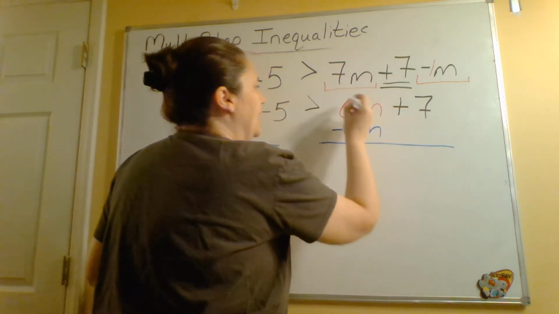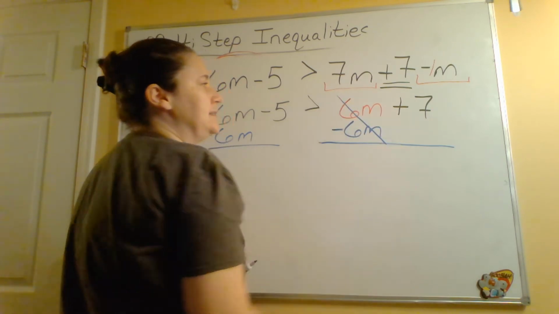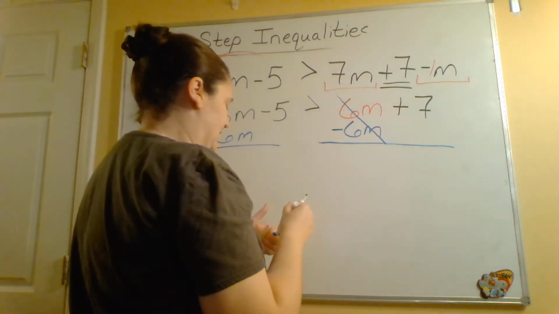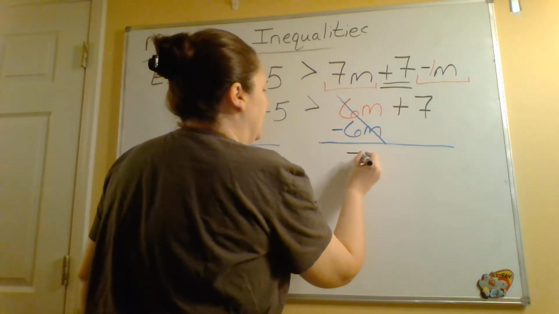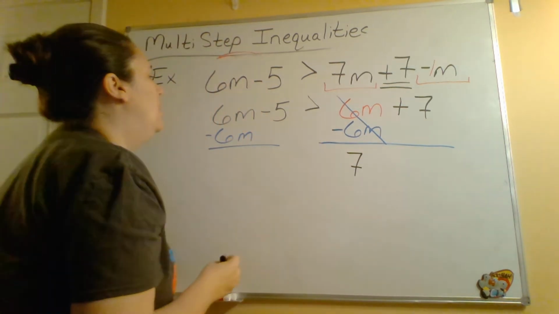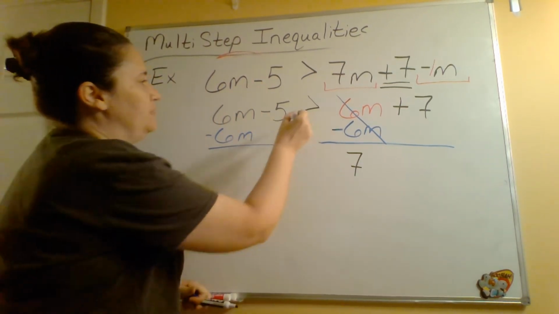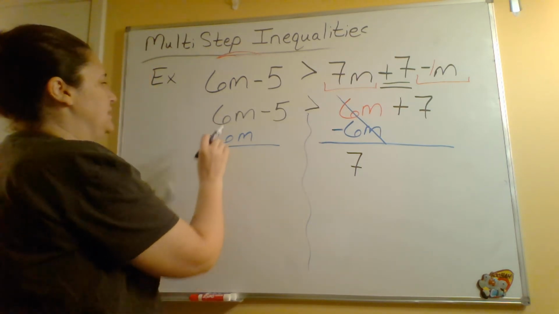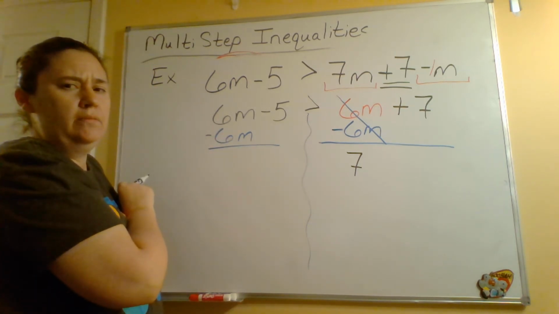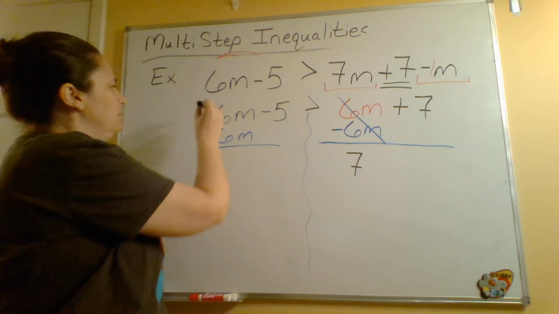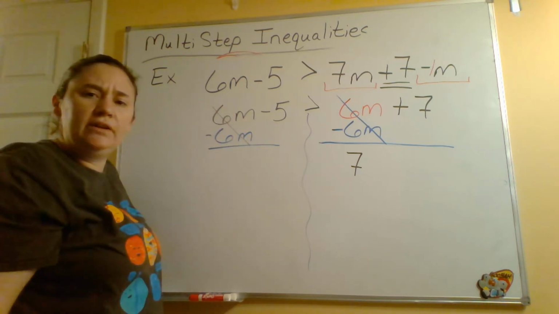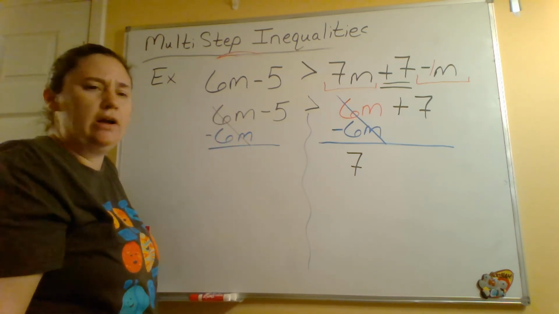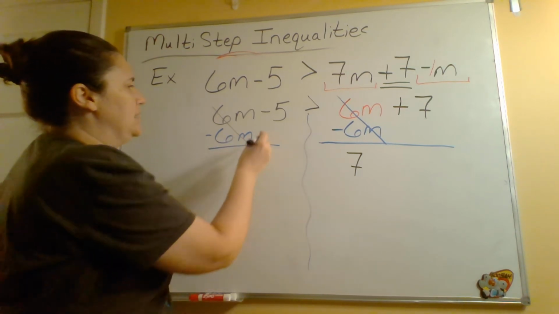I need to subtract 6m. 6m minus 6m makes 0. I have 7 on the right-hand side. On the left side, I forgot to draw my line. On the left side of the inequality, 6m minus 6m, wait a minute, that's 0. That's going to get rid of all my m's, just like in the last problem. I'm not going to have any m's left.